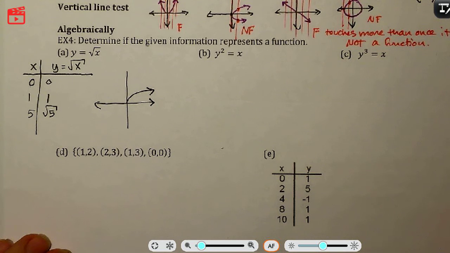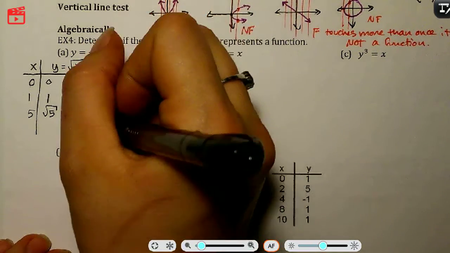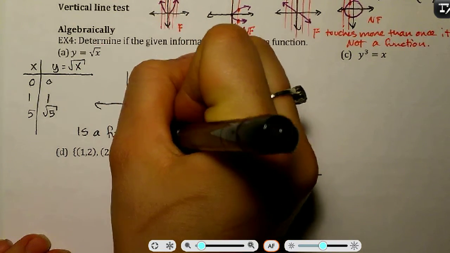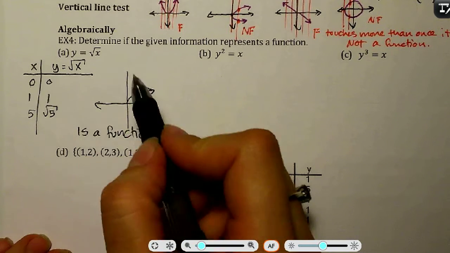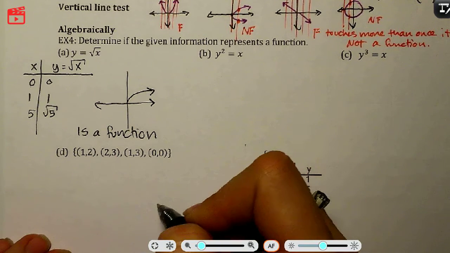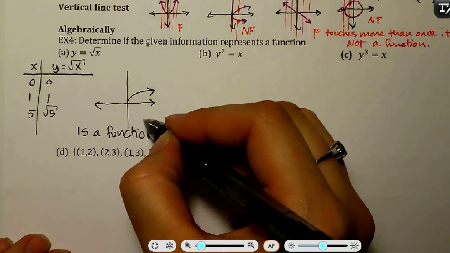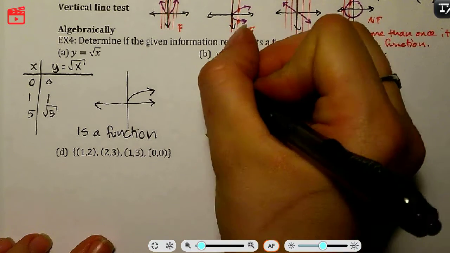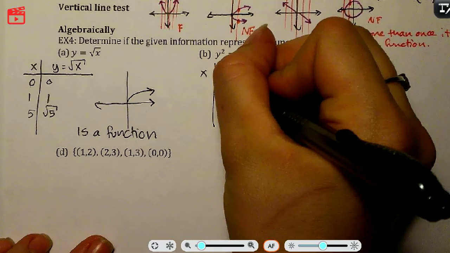Does it pass the vertical line test? Yeah, so this is a function. Okay, so we checked using a table of values and using the graph. When you have a graph, that's when you use the vertical line test. All right, let's look at the next one. Let's check with a table.